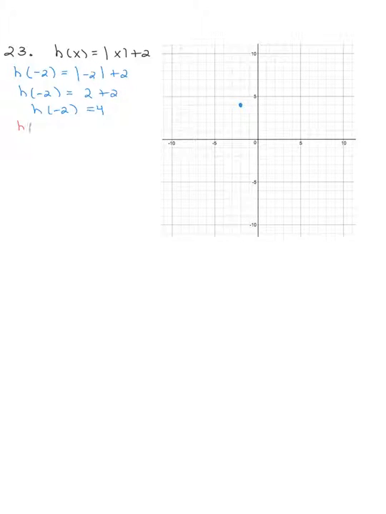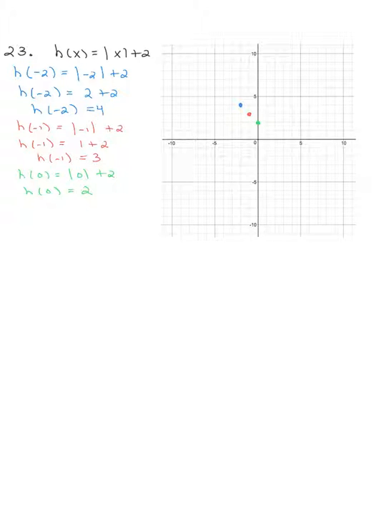At -1, I get the absolute value of -1 plus 2. Okay, that's just 1 plus 2. That's going to give me 3. At -1, I get 3. We'll try out h of 0. That's the absolute value of 0 plus 2, which is easy. That's just 2.